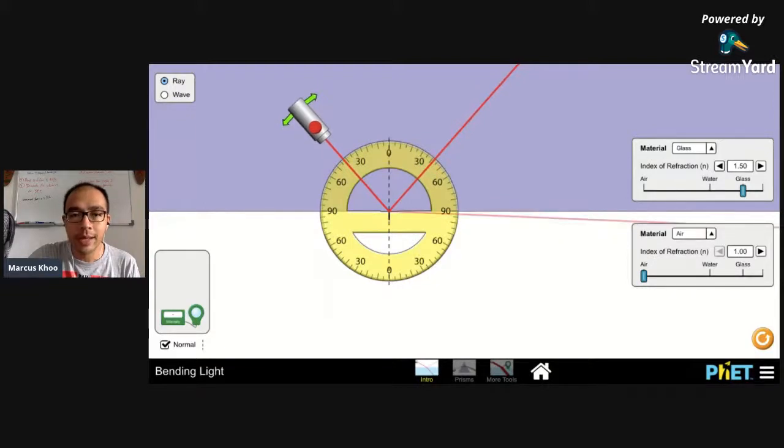Okay, so about here. This is about 42 degrees. When the incident angle is about 42 degrees, that is where refraction stops and only internal reflection happens.